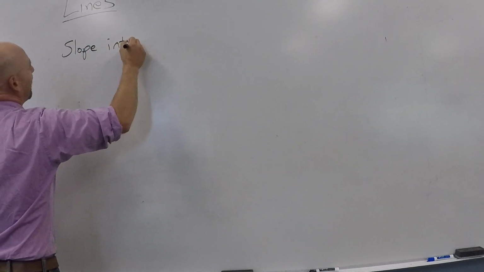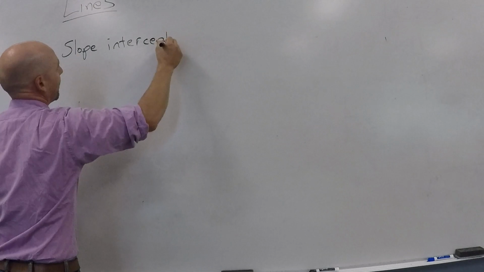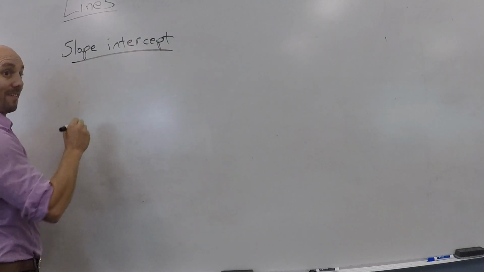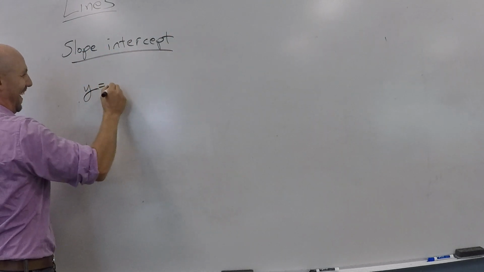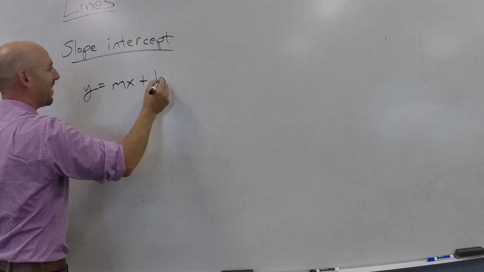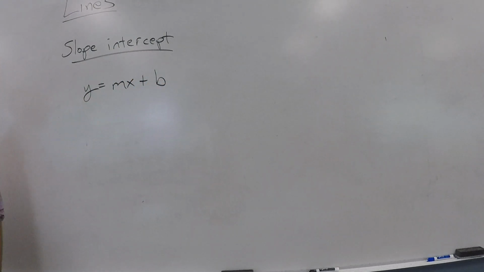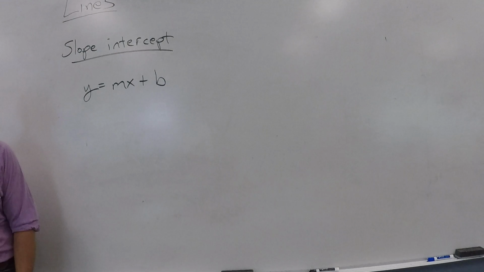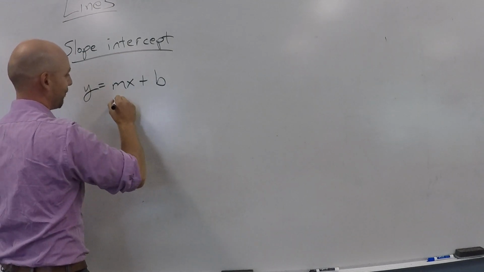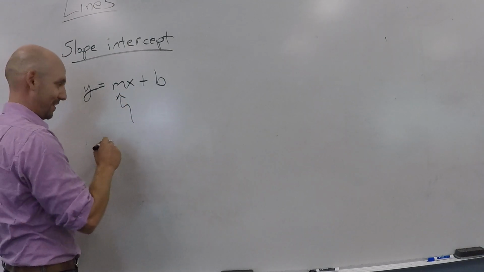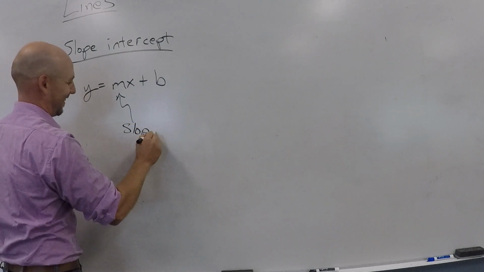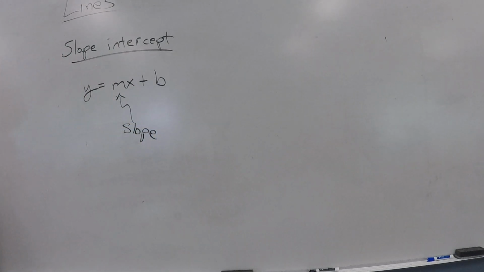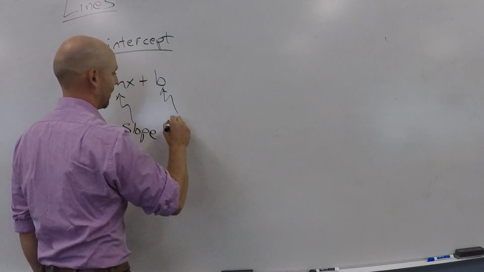Yeah. y equals mx plus b. Don't be sorry, that was good. Okay. So y equals mx plus b, which part is what? This is the slope, and this is the y-intercept.